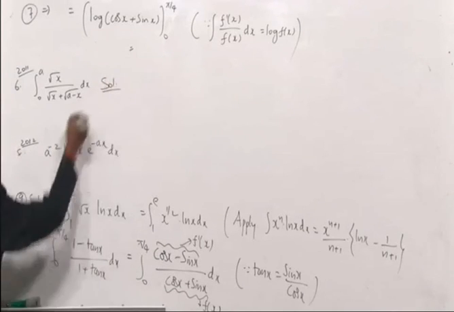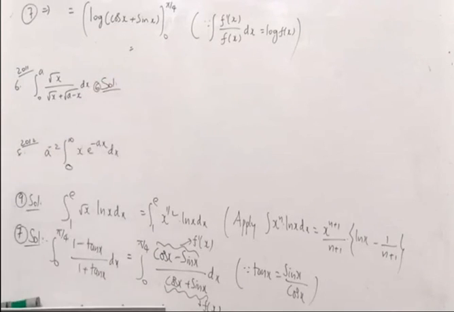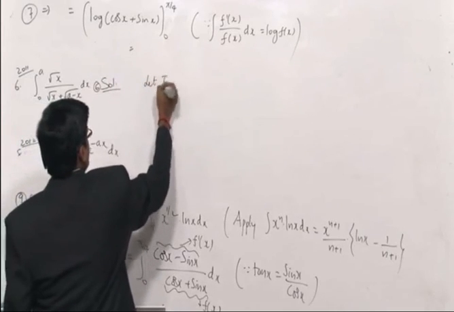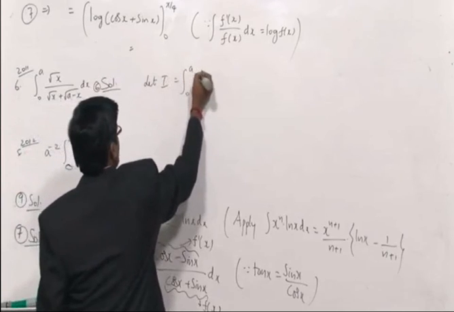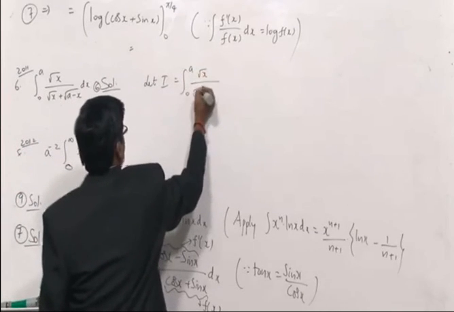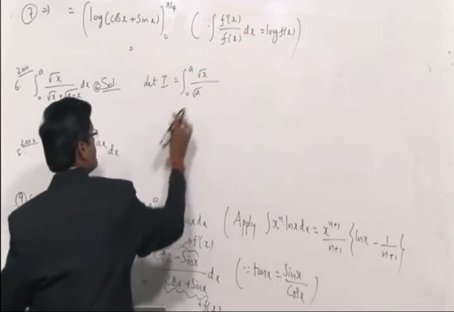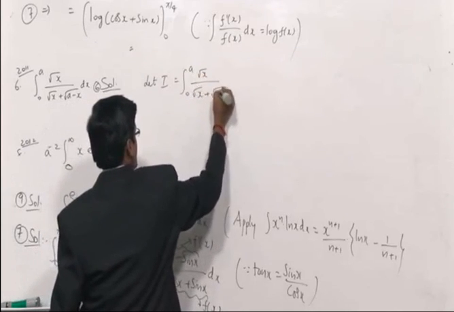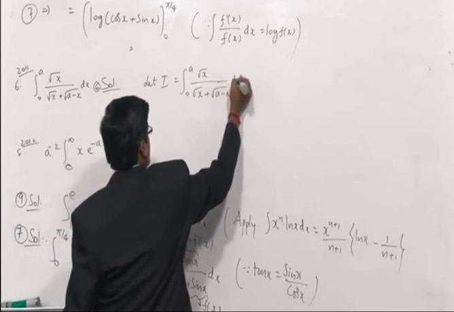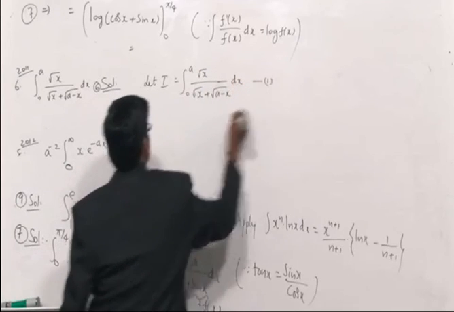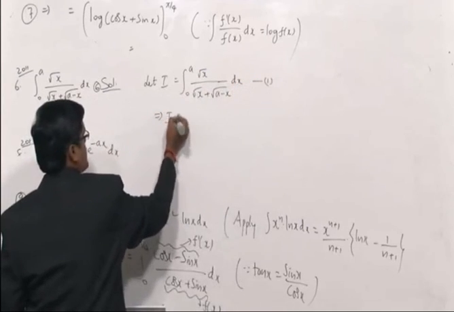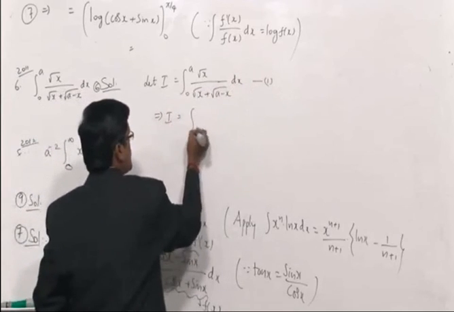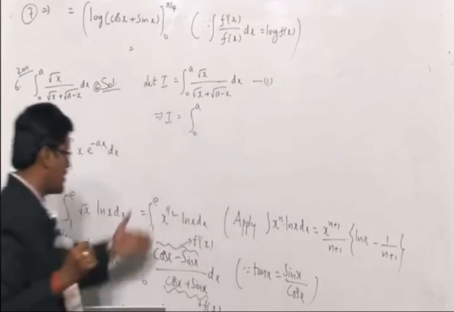Solution for 6th problem. Let us take this given integral as I, the integral from 0 to a of root x by root x plus root over a minus x. This is equation 1. Now using the third property, the integral from 0 to a of f of x is equal to the integral from 0 to a of f of a minus x, which I have already done in one problem.